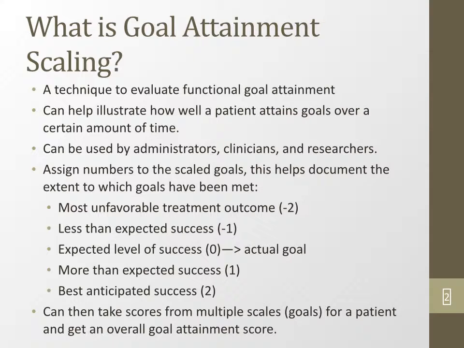Most unfavorable treatment outcome is -2, less than expected success is -1, expected level of success or the actual goal is 0, more than anticipated success is 1, and best anticipated success is labeled as 2. These classifications are denoted on the slide. This is referred to as a process of scaling goals. The clinician can combine all the scores from multiple goals to get an overall goal attainment score. This process will be talked about later in the course.